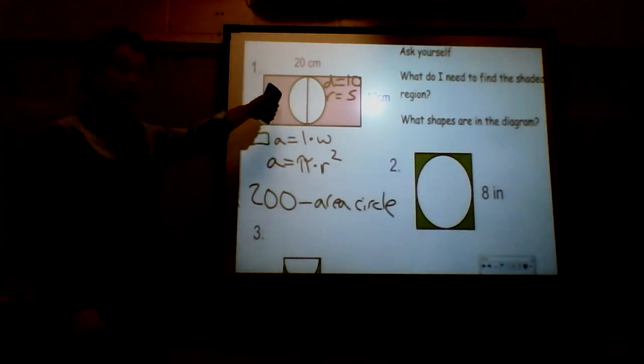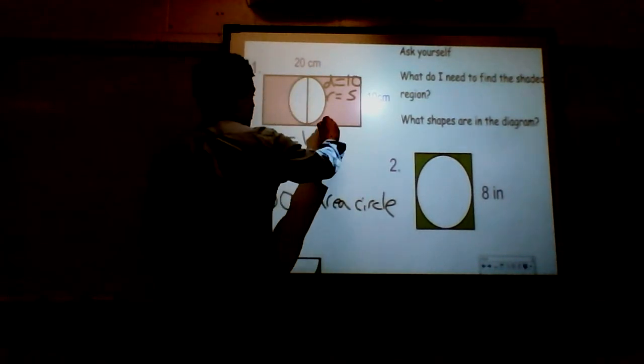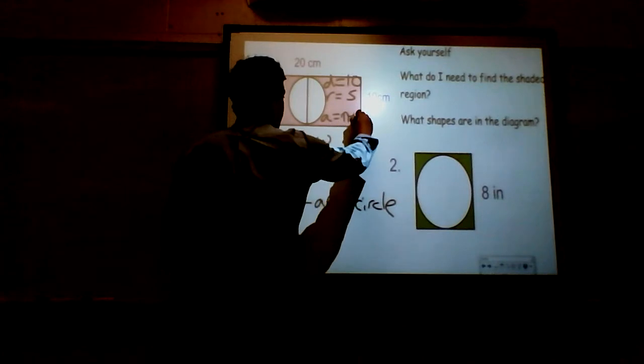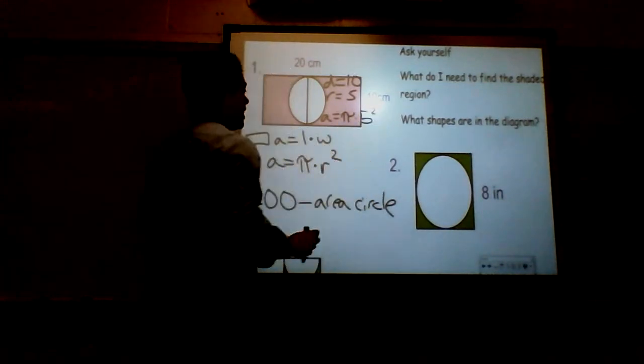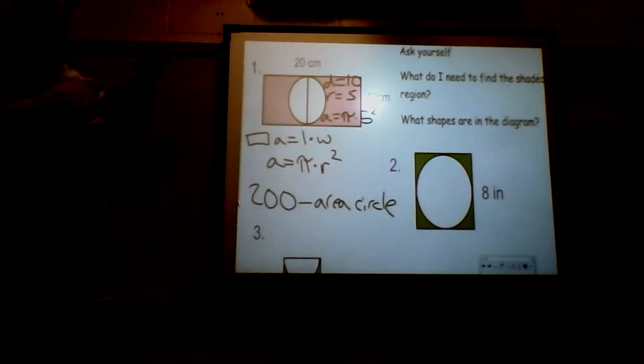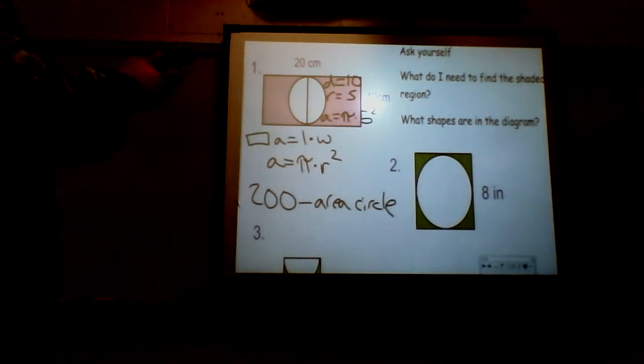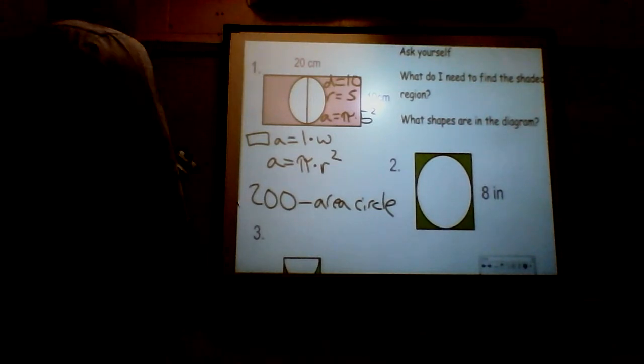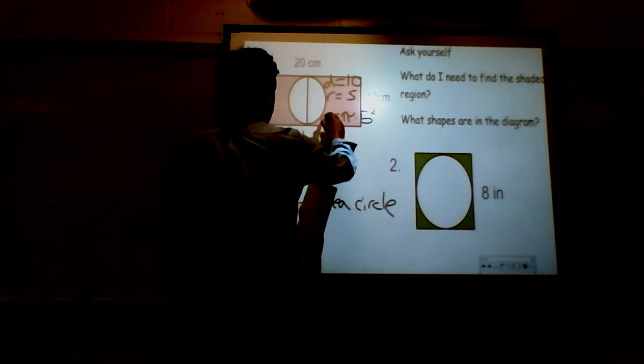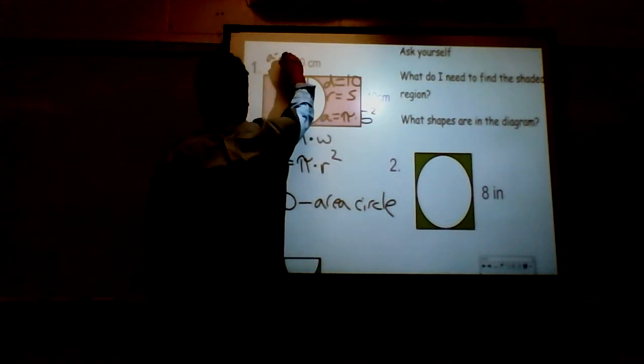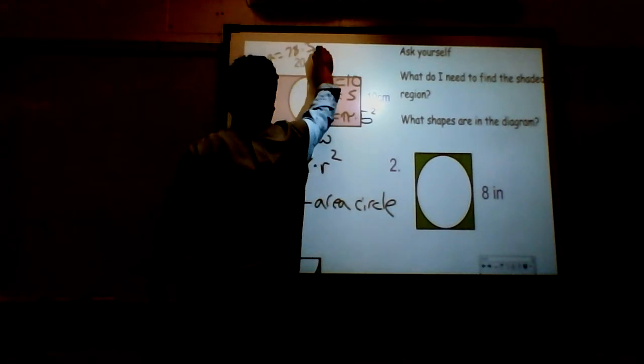To determine the area of that circle, I plug it in the formula. Area equals pi times radius to the second power. Let's figure that out. Pi times radius to the second power, 78.5. So the area of this circle is 78.53.